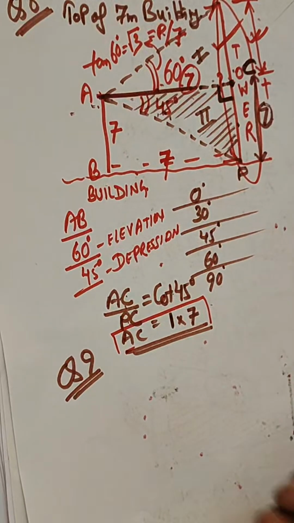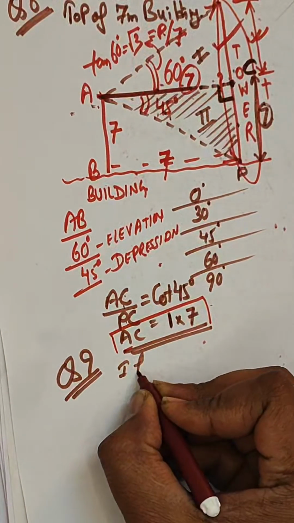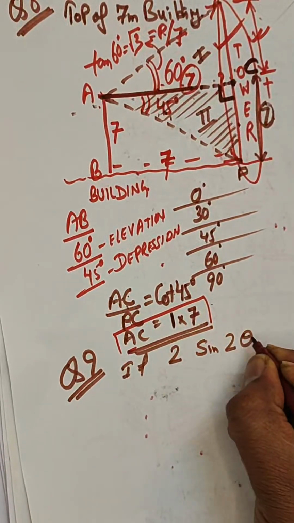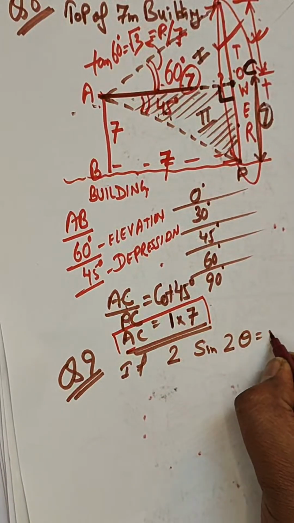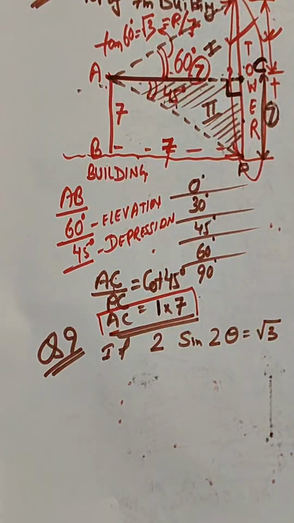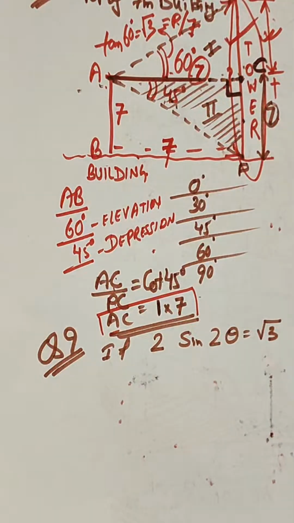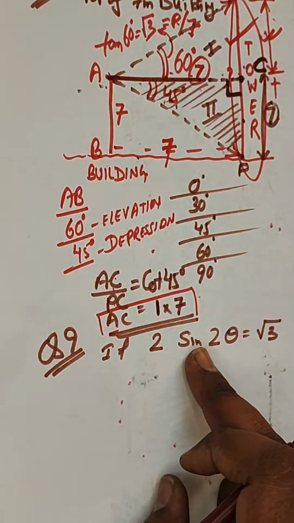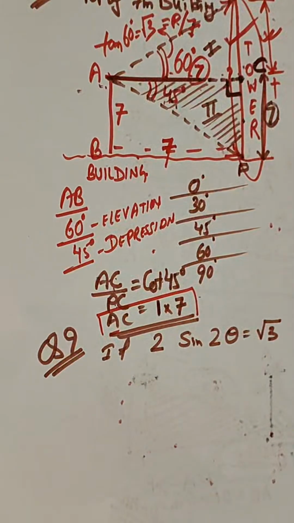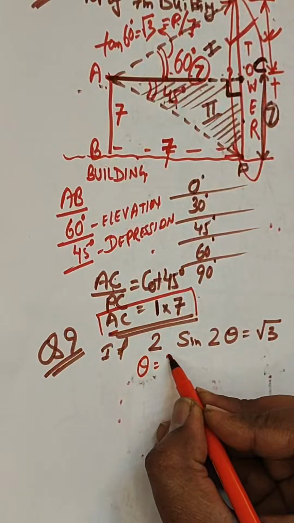The question is: if 2 times sine of 2 theta is equal to root 3, what is the value of theta?